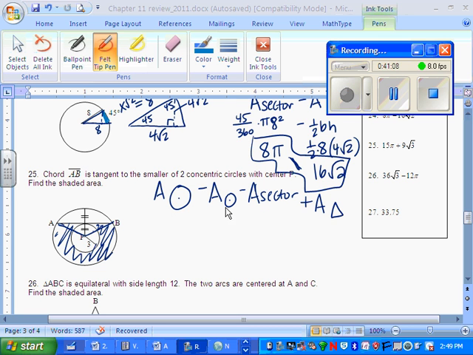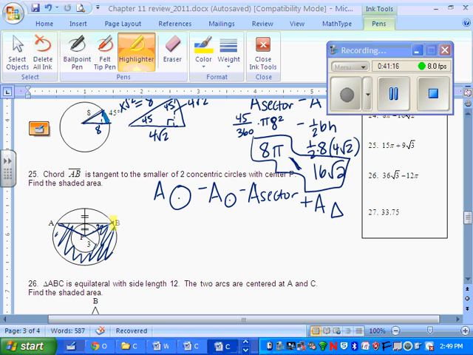So we have the area of the big circle, area of the small circle, subtract the area of the sector, add the area of this triangle right here, because we have this tiny piece right here that must be added back in because it also is shaded. This is the shaded area right here, so it must be added back in, like I said. So, area of the big circle. We know that this is 3 and this is also 3, so it's 6 squared pi. Area of the small circle, 3 squared pi.